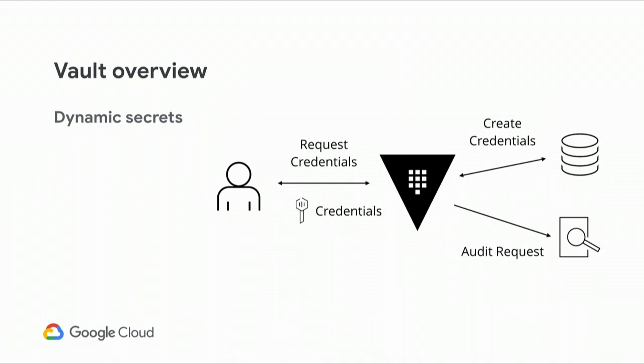Humans or machines authenticate to Vault by providing some type of credential. Vault then goes to these third-party databases, things like Redis, MySQL, Postgres, or as we'll see in a bit, Google Cloud, and dynamically generates credentials on the fly and returns them to the requester. Each time someone requests a credential, they get a brand new unique credential.